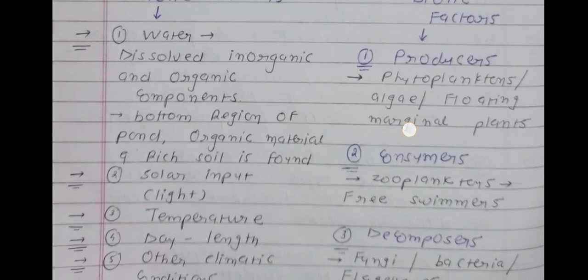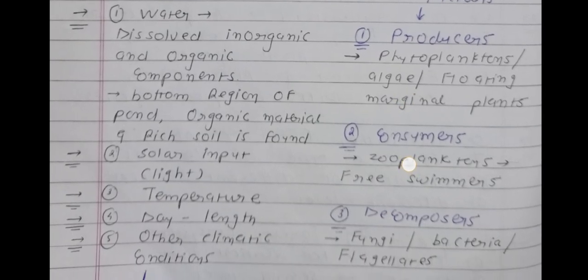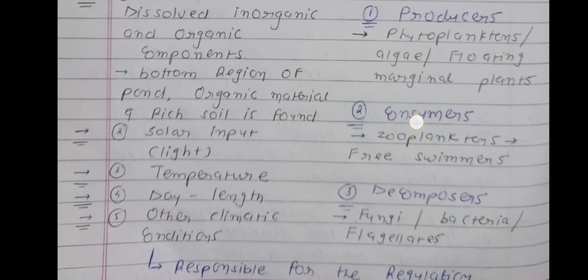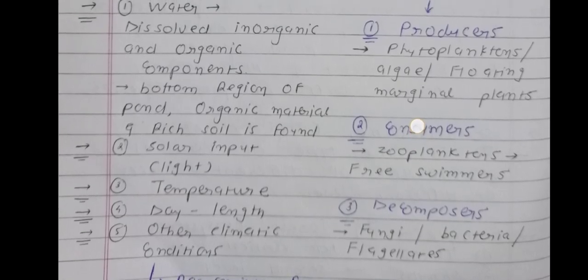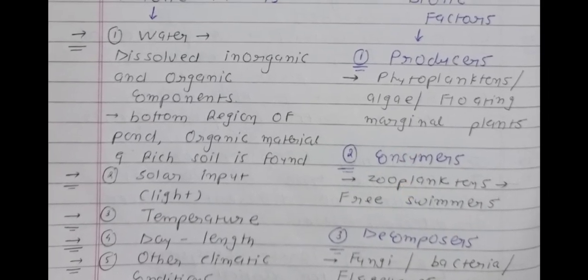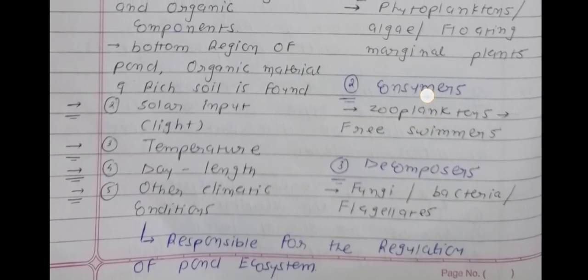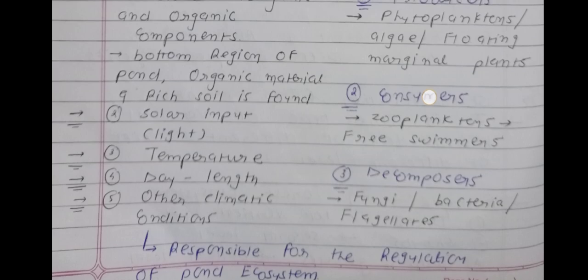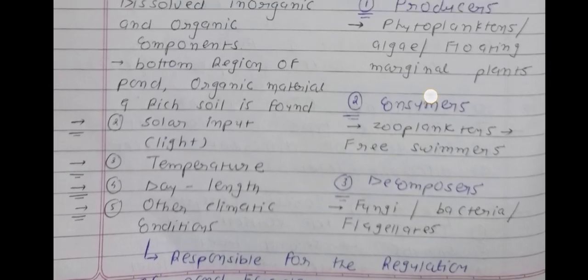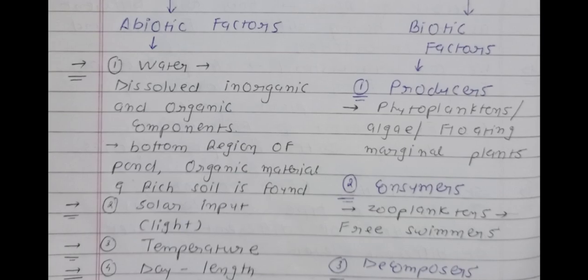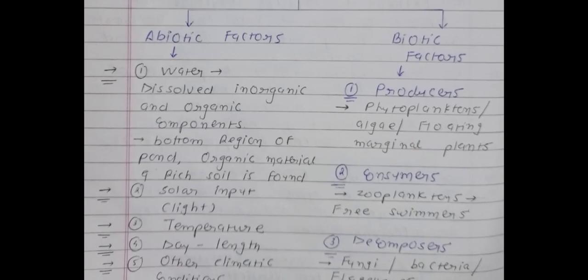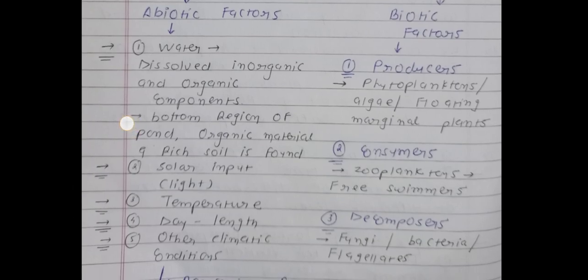See, water is there, then solar input, means light, is there, third one is temperature, fourth one is day length, and fifth one is other climatic conditions. In water, dissolved inorganic as well as organic components are there. These all are present at the bottom region of the pond. And now see, there is one sentence at last. These all abiotic factors are responsible for the regulation of the pond ecosystem. So this pond ecosystem will be regulated by all the abiotic factors.